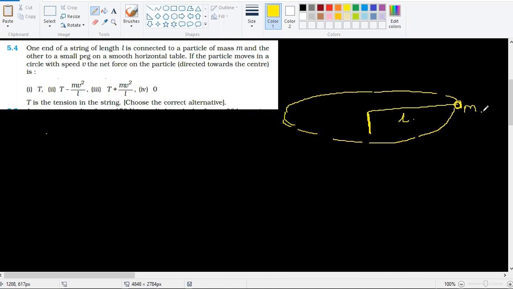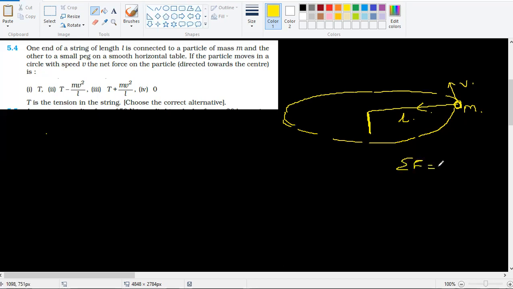Mass is m. The particle moves in a circle with speed v. So the speed here is v. Net force on the particle directed towards the center. So net force means on the particle. So it means tension is this way. So I think only the tension will be there, right? Tension, v squared by r.